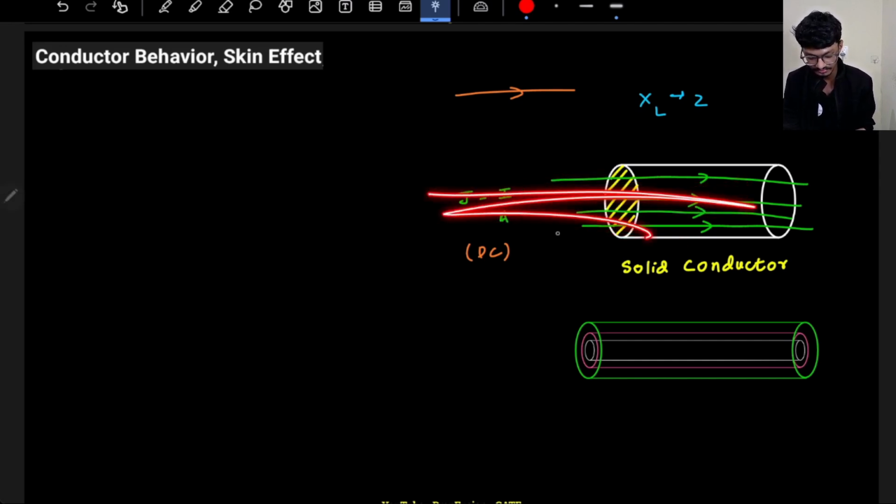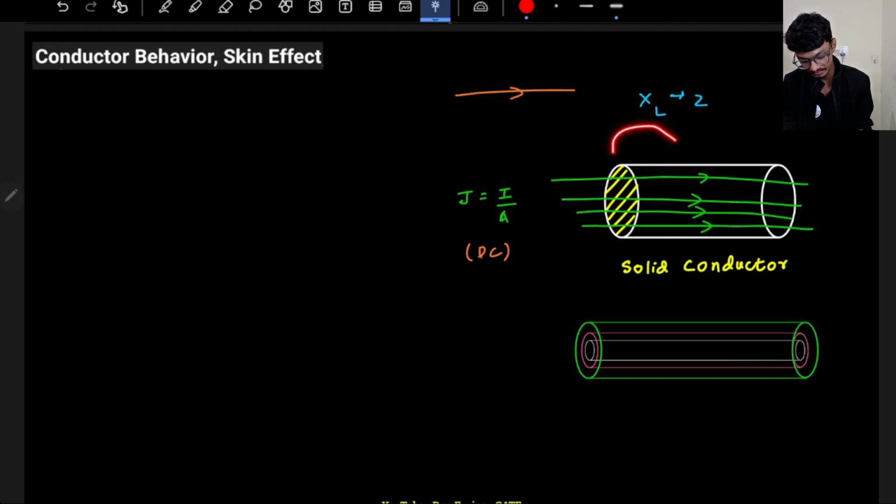Current is changing very fast, which will generate a flux, right? And most of the flux, the leakage flux, will be outside near the periphery of the conductor. There will be very little flux in the center of the conductor. Most of the flux will be near the periphery. So if most of the flux is near the periphery, that means what?